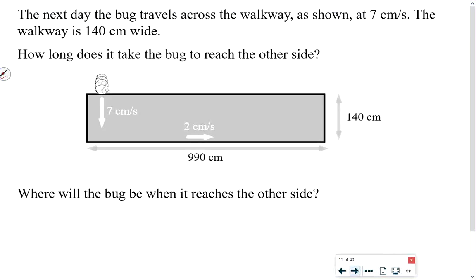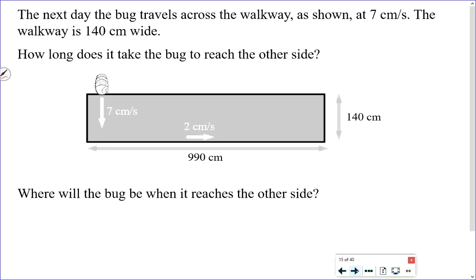All right. What's the bug up to now? I don't know why. The bug doesn't maybe know why. The walkway is moving at 2 centimeters per second. The bug settles down over here for a nap, and then he sees something. A little spider or something, or just a piece of fluff, and it's attracted. So it walks straight across the walkway to that point. The first question is, where will the bug be when it reaches the other side?